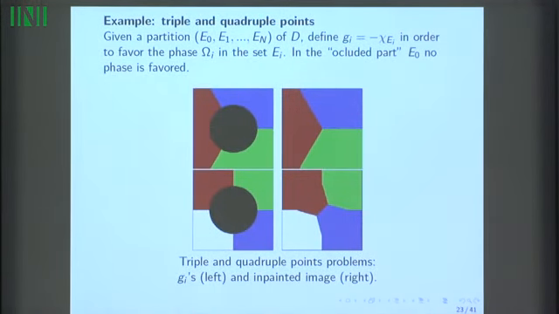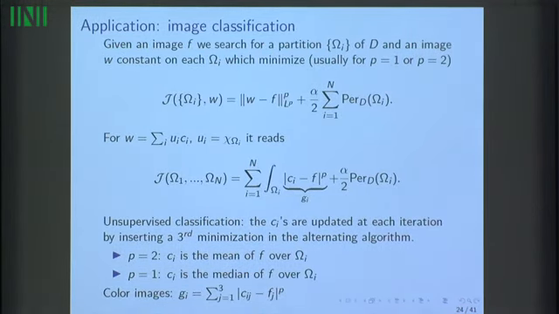So, classical problem, the triple point. Here, what we do, we put some function g_i to enforce somehow the phases, red here, blue, and green here, and here the perimeter does the work to minimize. So you obtain this here for the quadruple point. Classical, you obtain this. These are theoretical solutions. And in image classification, maybe I skip this.